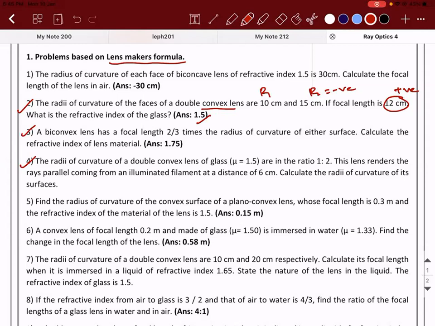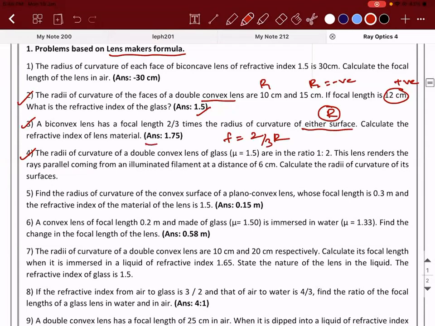Biconvex lens has a focal length 2 by 3 times the radius of curvature of either surface. So what they are trying to say is either surface has the same radius of curvature r. So f is equal to 2 by 3 times r. Calculate the refractive index of the material. So whenever they say refractive index of the material, outside material is assumed to be 1.